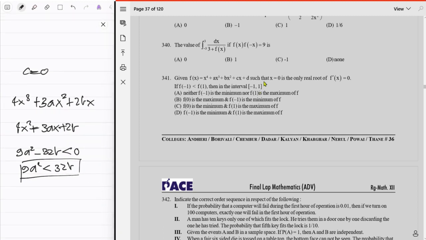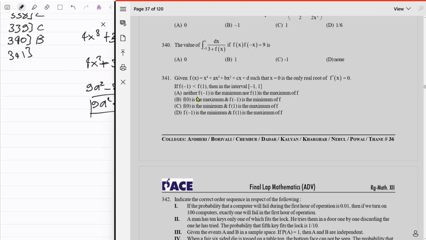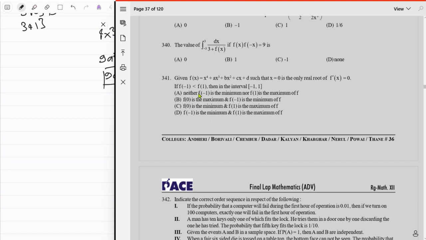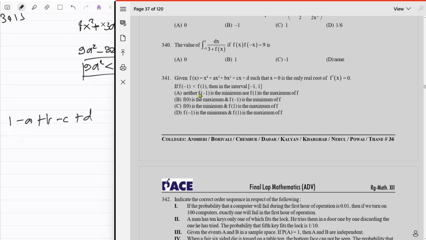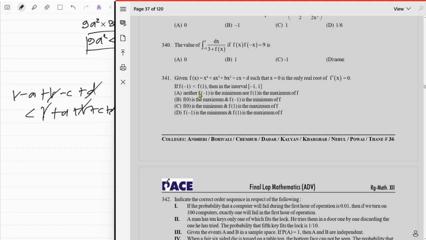Okay, and f of negative 1 is less than f of 1, you are saying, okay? So f of negative 1 is 1 minus a plus b minus c plus d. This is less than 1 plus a plus b plus c plus d, right? So the d goes, the b goes, the 1 goes. What you get is 2, just a plus c is bigger than 0. That's all you're seeing, so a plus c is bigger than 0.